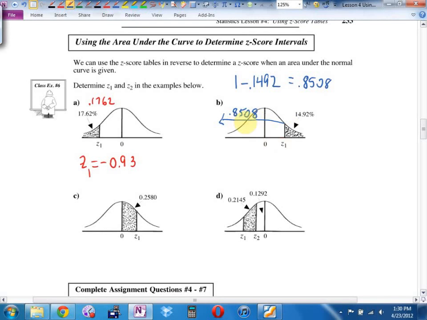Jacob, I heard the 1 point. 1.04, anybody else?